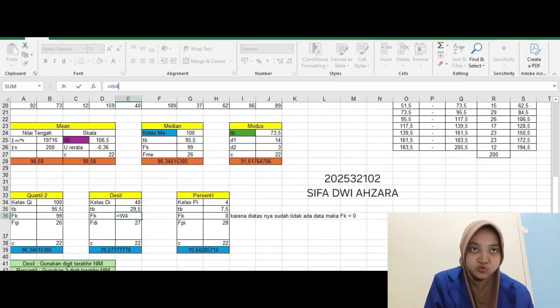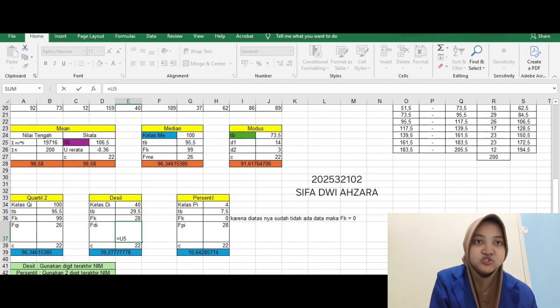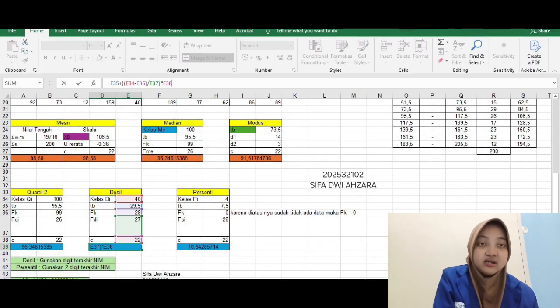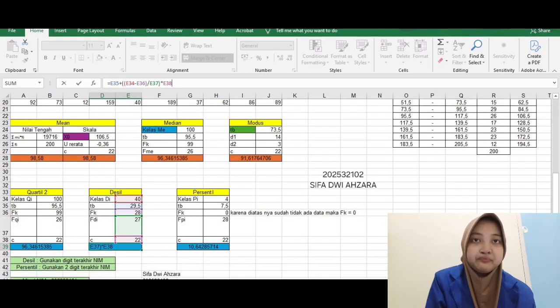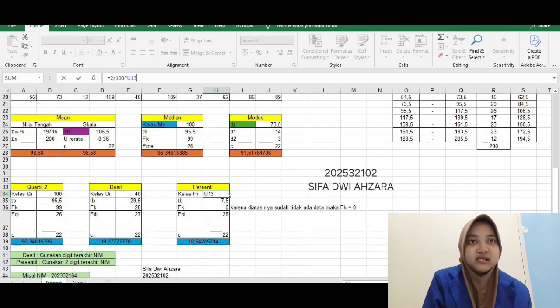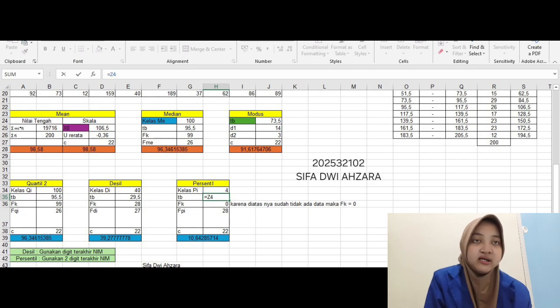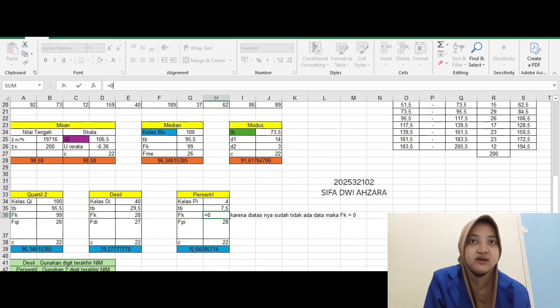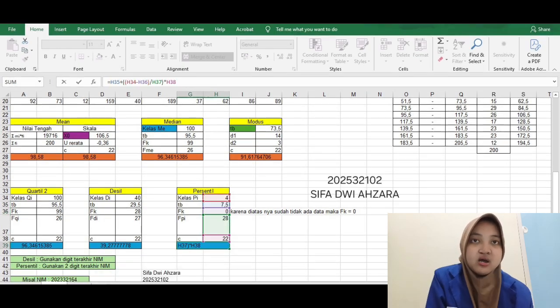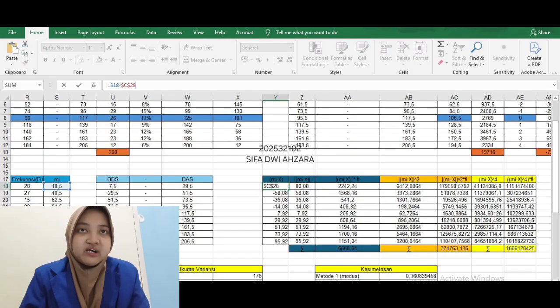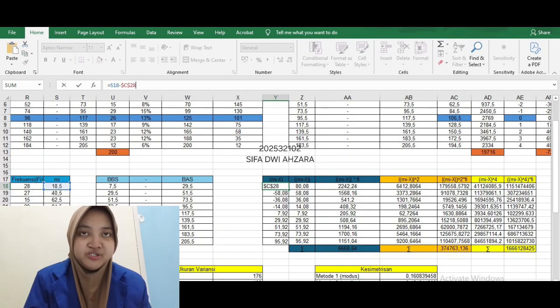For decile 2, the formula is 2 divided by 10 times sigma Fi. And the result is 39.27. For percentile 2, the formula is 2 divided by 100 times sigma Fi. And the result is 10.64.